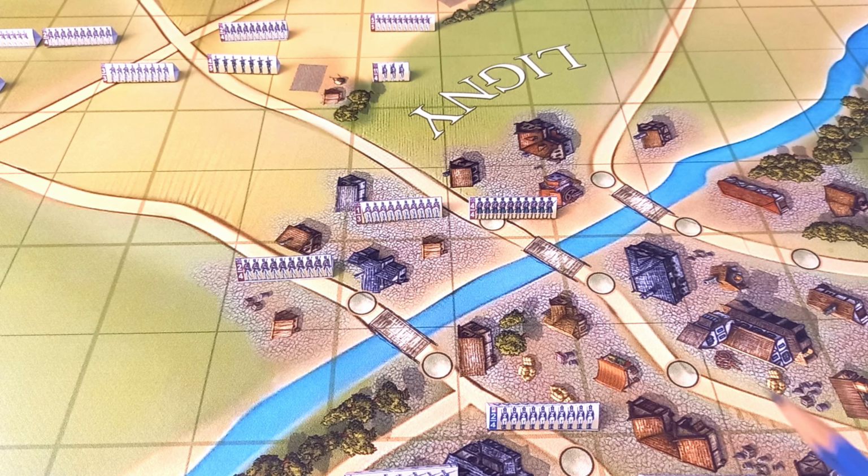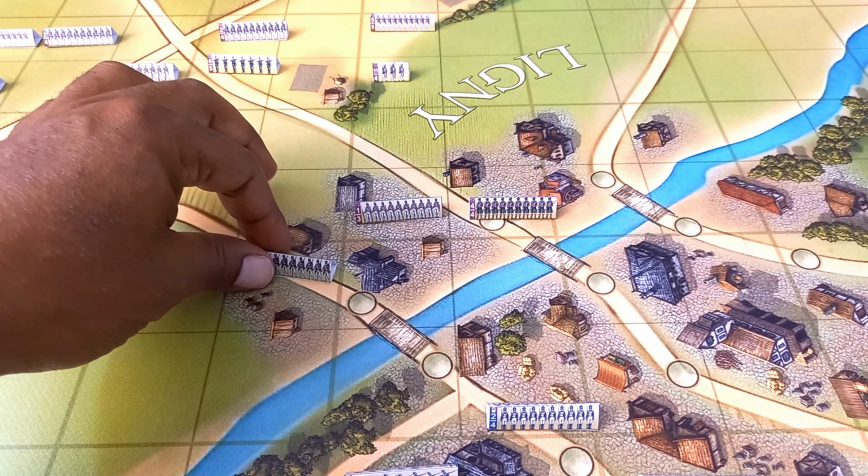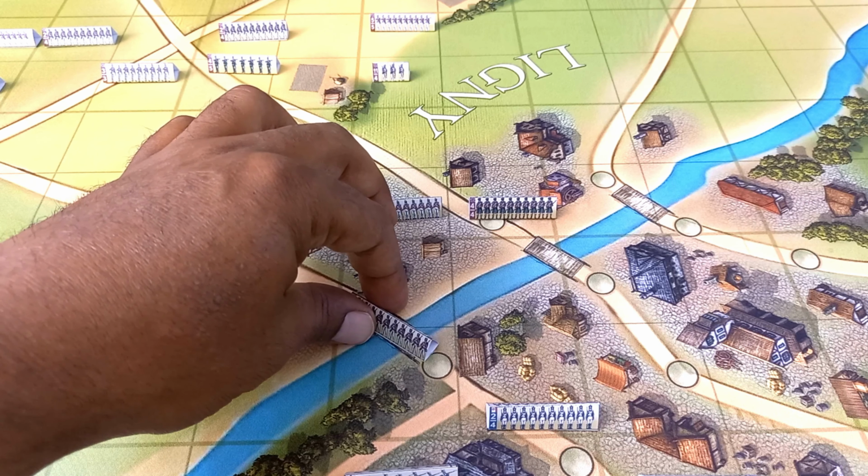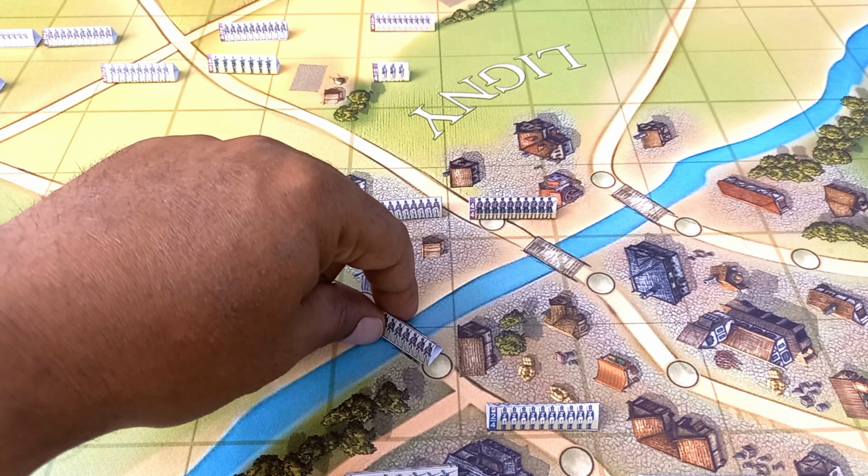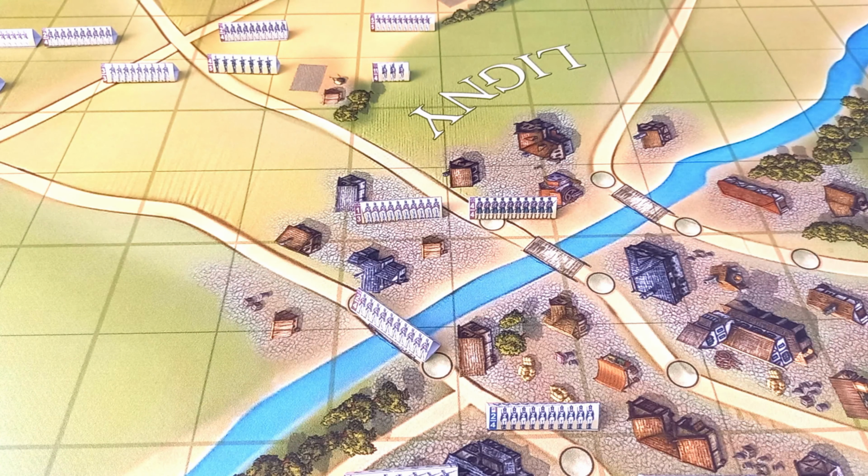Some battle maps have breaches. Now, breaches, obviously, are used to cross from one side to the other, making a river crossing possible. If you want to block the access, simply move one infantry unit or a cavalry unit onto the section of the bridge, which means the bridge is occupied.